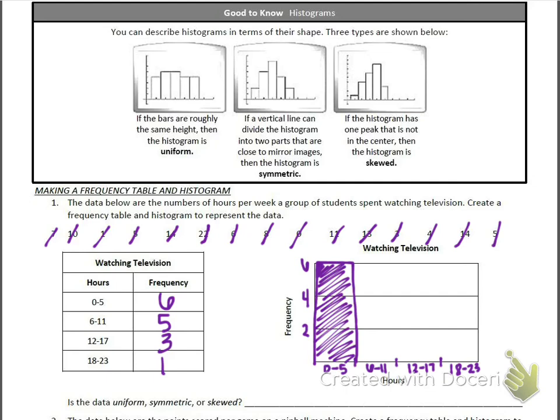How many students from 6 to 11? 5. So that's halfway between 4 and 6. If you want to use like the side of a binder, your planner, to make straight lines, you can. That's great. 3 students in the 12 to 17. And 1 student, here, in the 18 to 23 interval.